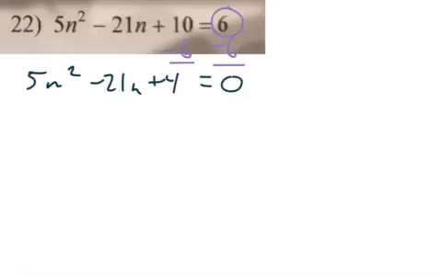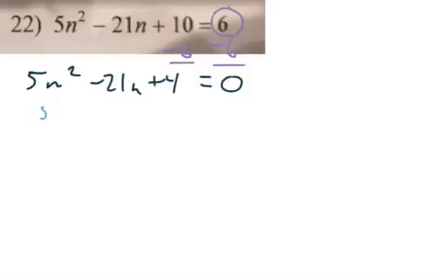And when we do that, we'll end up with 5n squared minus 21n, 10 minus 6 is 4, equal to 0. Now guys, the thing I want to remind you is we actually have two choices. We could try to factor this, or we could use the quadratic formula. Okay? And so first thing I'm going to do is actually factor.